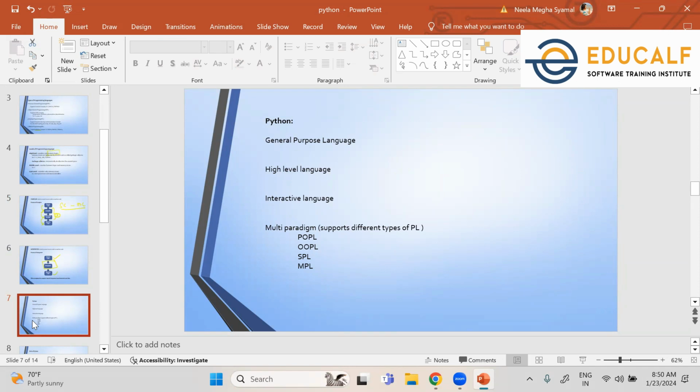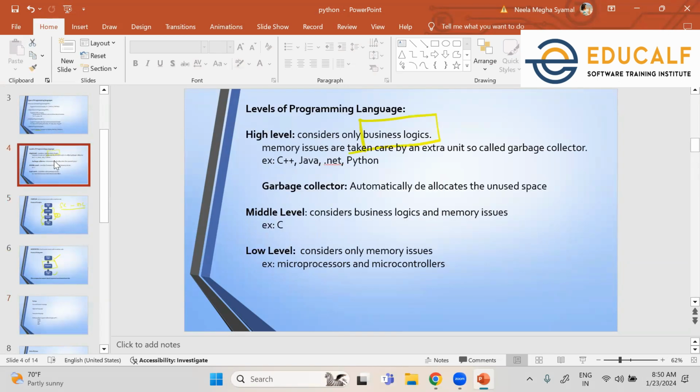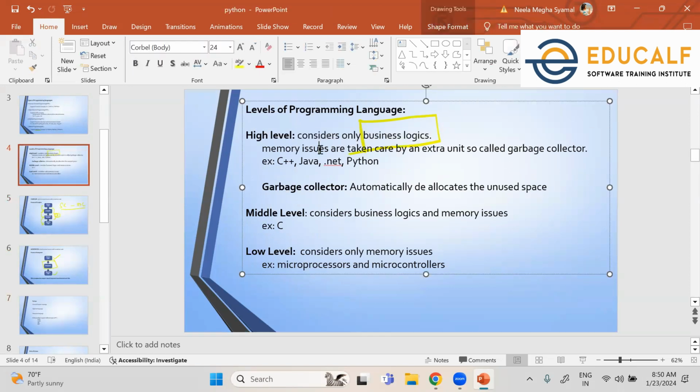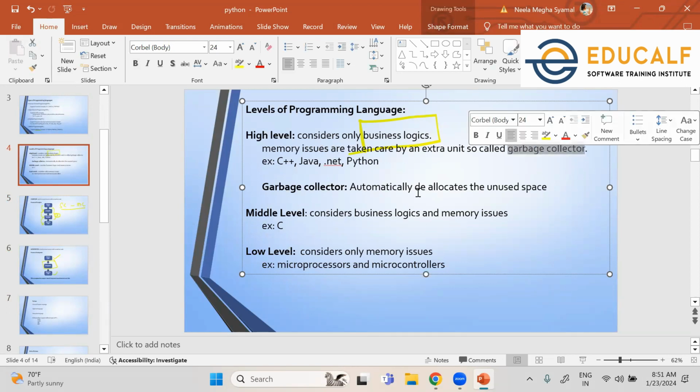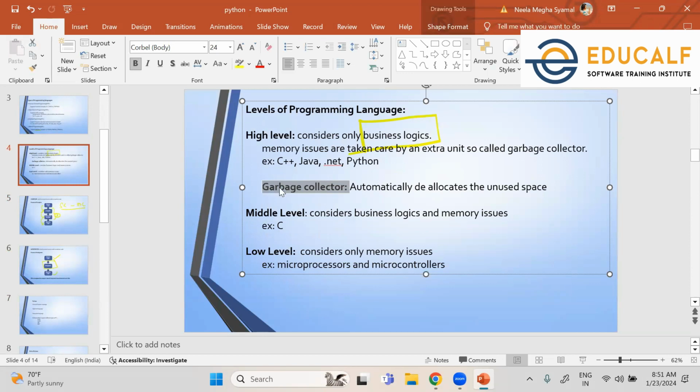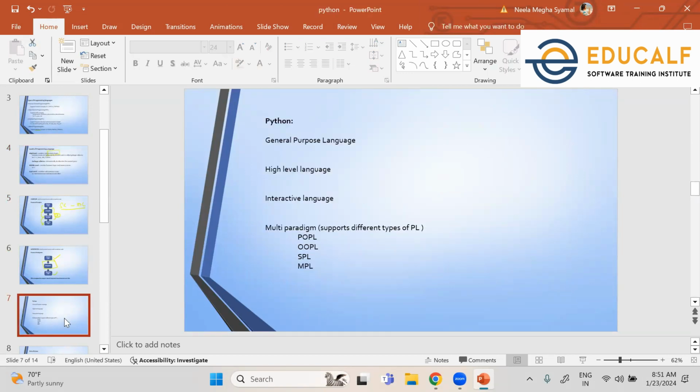And it's a high level language. What is a high level language? As we have already discussed about the high level language, it considers only business logic. Memory issues are taken care of by an extra unit so-called garbage collector. That means garbage collector is an inbuilt process in this programming language at the high level. It gives you clarity, and it's very much interactive. You give the input, immediately you get the output. That much interactive it is.